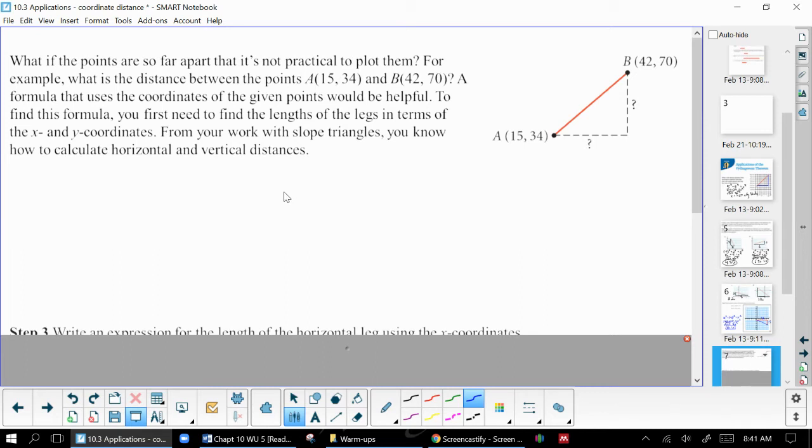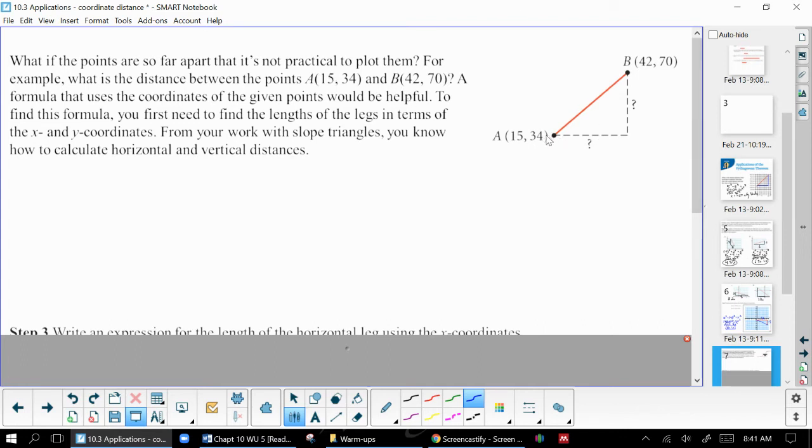So the question then is, how can we find that distance? I want you to think back to when you did rise over run. You didn't count the rise and the run for very long. What you did was you subtracted. And so in order to figure out how far it was from 15 to 42, all you have to do is subtract.